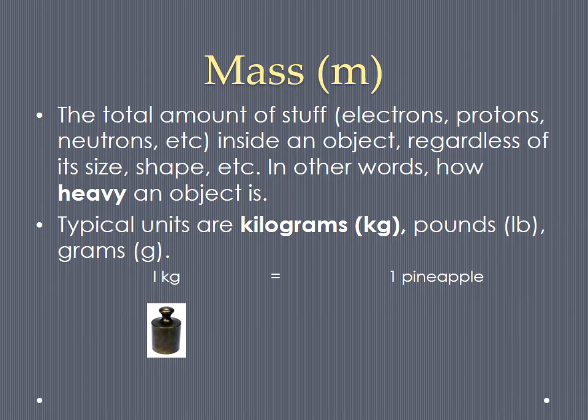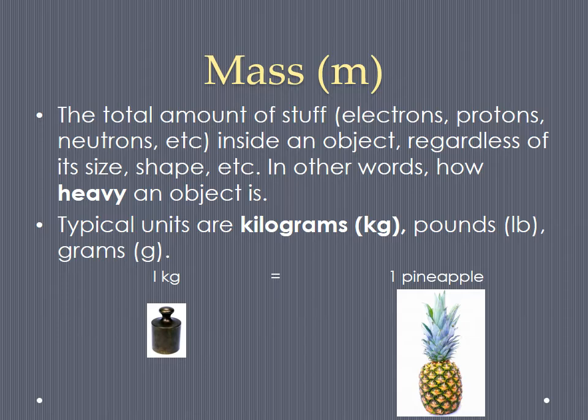Mass also gives us an idea of how much inertia an object has, or how difficult it is to get moving or to stop an object. We typically measure mass in units known as kilograms, but you might be more familiar with pounds or grams. A kilogram is about 2.2 pounds or 1,000 grams. If you want to imagine a kilogram, it's best to imagine a pineapple.